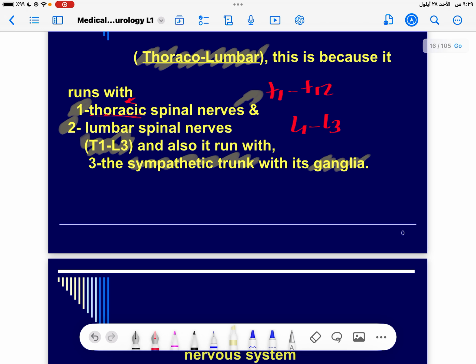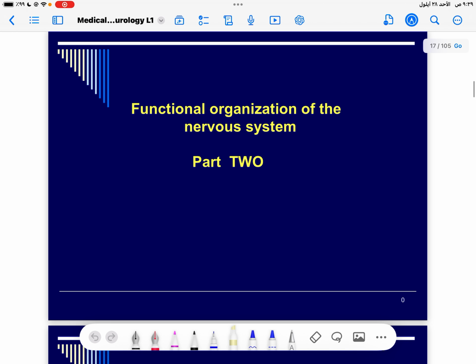Okay, so this is a description of the anatomy. Now imagine how the nervous system is composed. Central: brain, brainstem, spinal cord. Peripheral: cranial nerves, spinal nerves. 8 cervical, 12 thoracic, 5 lumbar, 5 sacral, and 1 coccygeal. So this is the organization of the anatomy, basic.